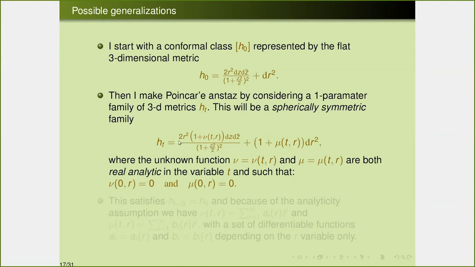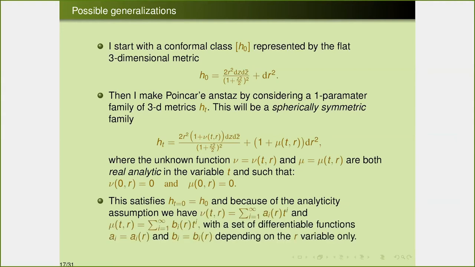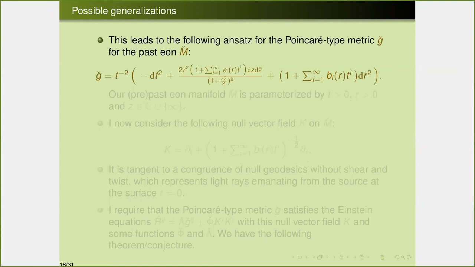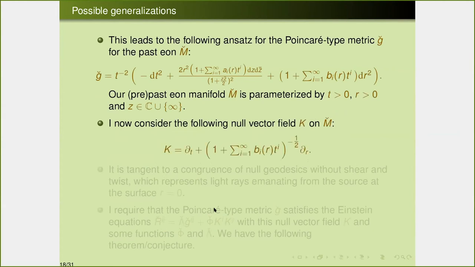So therefore, this really reduces to this metric at t equals zero. And now I assume that everything is real analytic in the variable t, and I put the Einstein equations for this metric such that the energy momentum tensor is having this pure radiation along vector k, which is given by this formula, right?